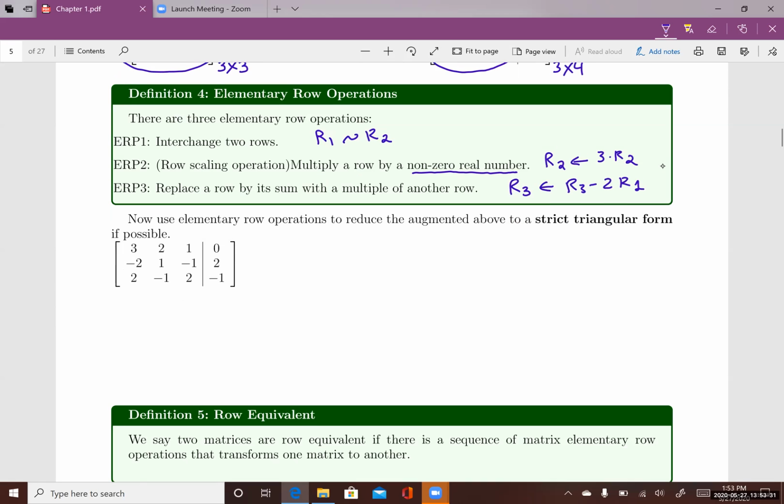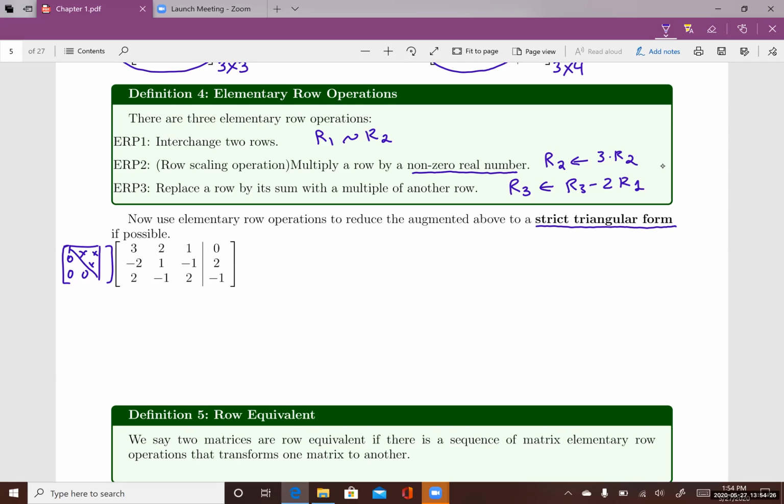All right. Now let's look at an example. Use elementary row operations to reduce the augmented matrix to a strict triangular form if possible. This augmented matrix is of a system of 3 equations and 3 variables, so you have 3 rows, 3 variables here, and this is the constant matrix. Remember that the strict triangular form looks something like this: 0 here, 0 here, and non-zero here, and then you have a constant. This is a non-zero value right here.